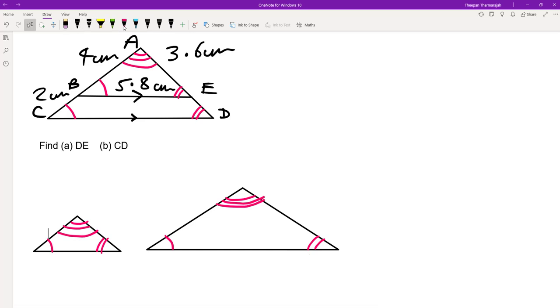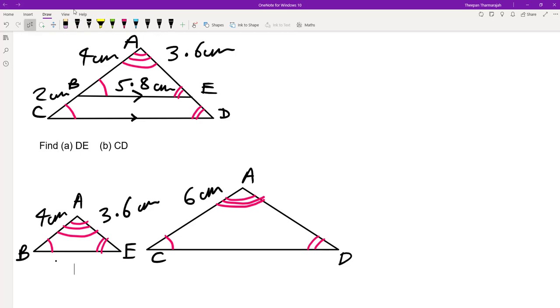So now we can go ahead and label it. So we've got A, B, and E. So AB is 4 centimeters. AE is 3.6 centimeters. Then we've got A, C, and D. Now AC is 4 plus 2, which is 6 centimeters. And BE is 5.8 centimeters. So now we've drawn our similar triangles.